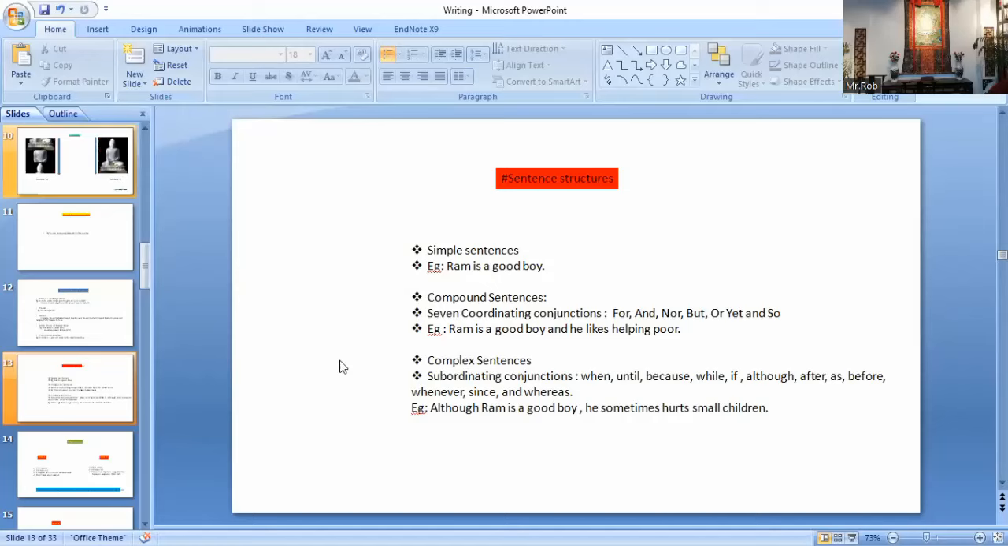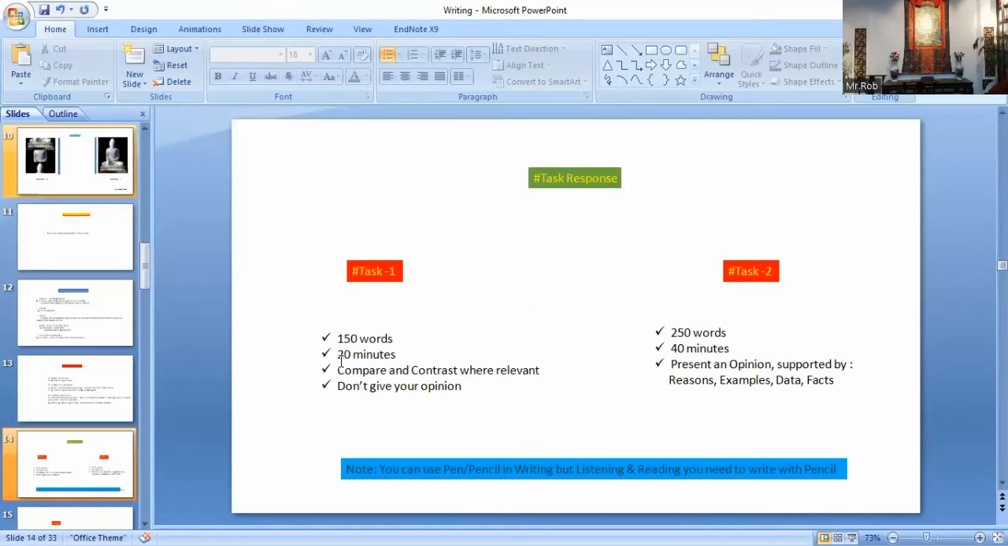So after this, now let's go to another part, that is the task response. In the task response, there are two types of tasks in your essay.